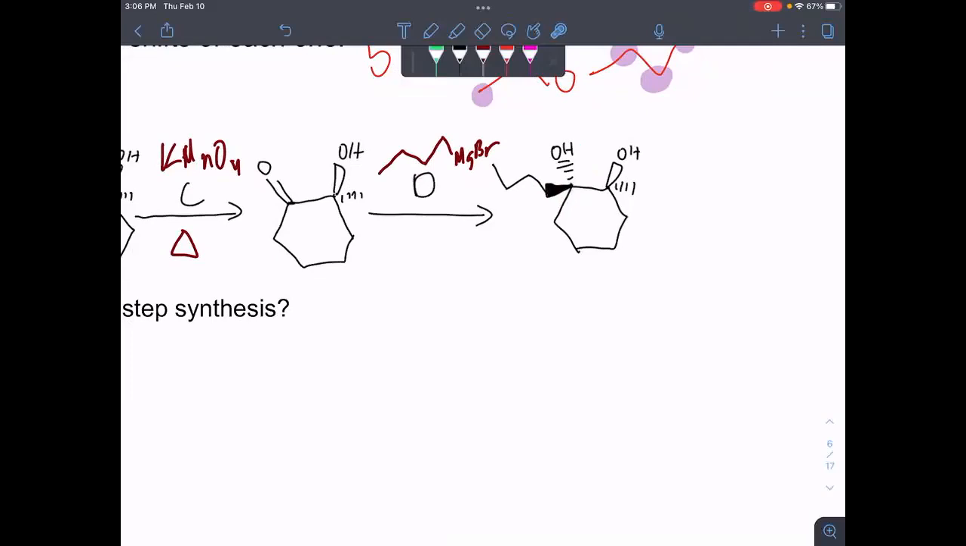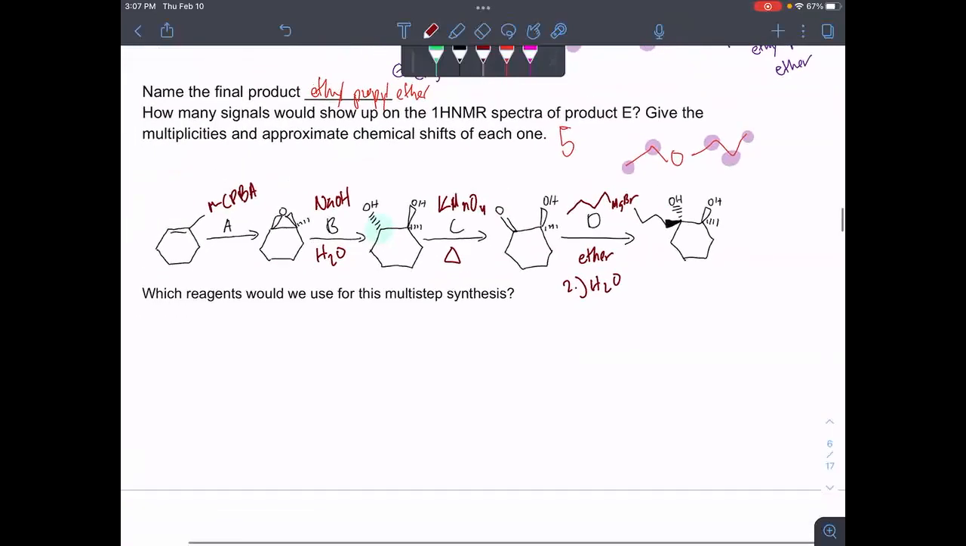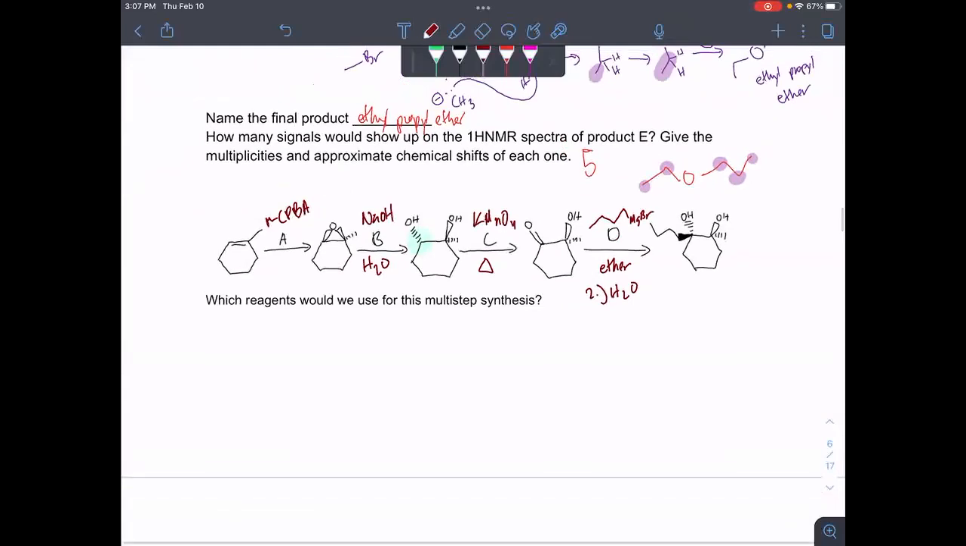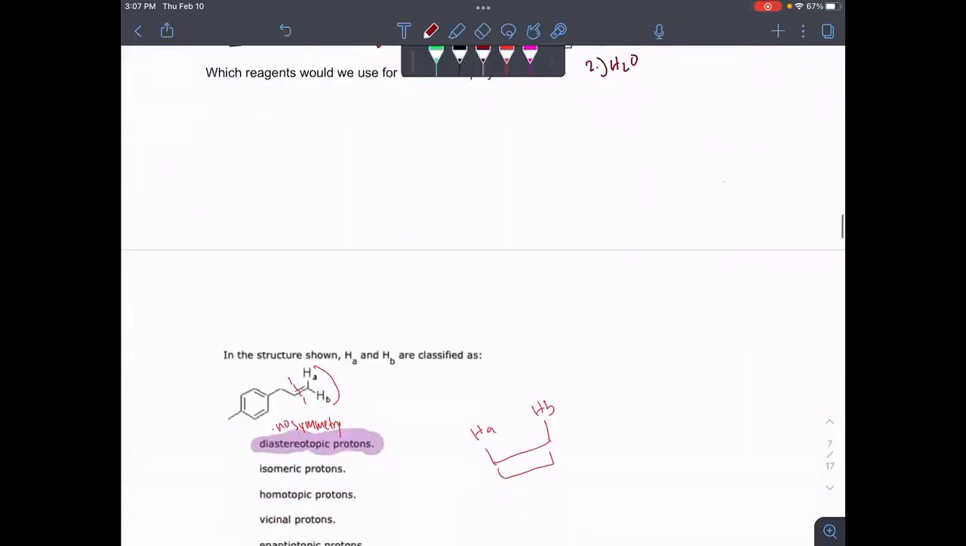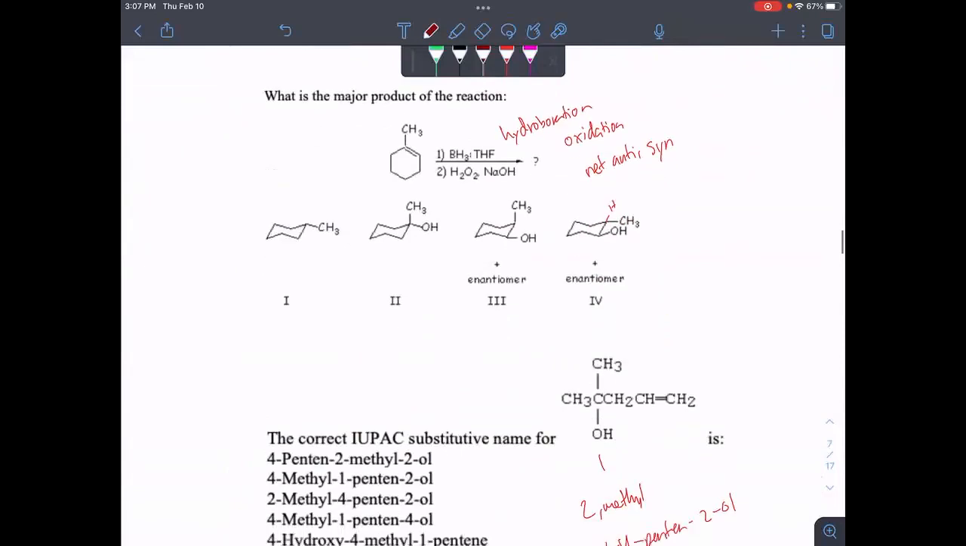What solution would it be? Oh yeah, it would be in a solution of ether, but then the second step of the entire reaction would have to be water or something. So you could do MgBr over ether, and then step 2 would have to be H2O to protonate it. Okay. And then where else did we leave off?